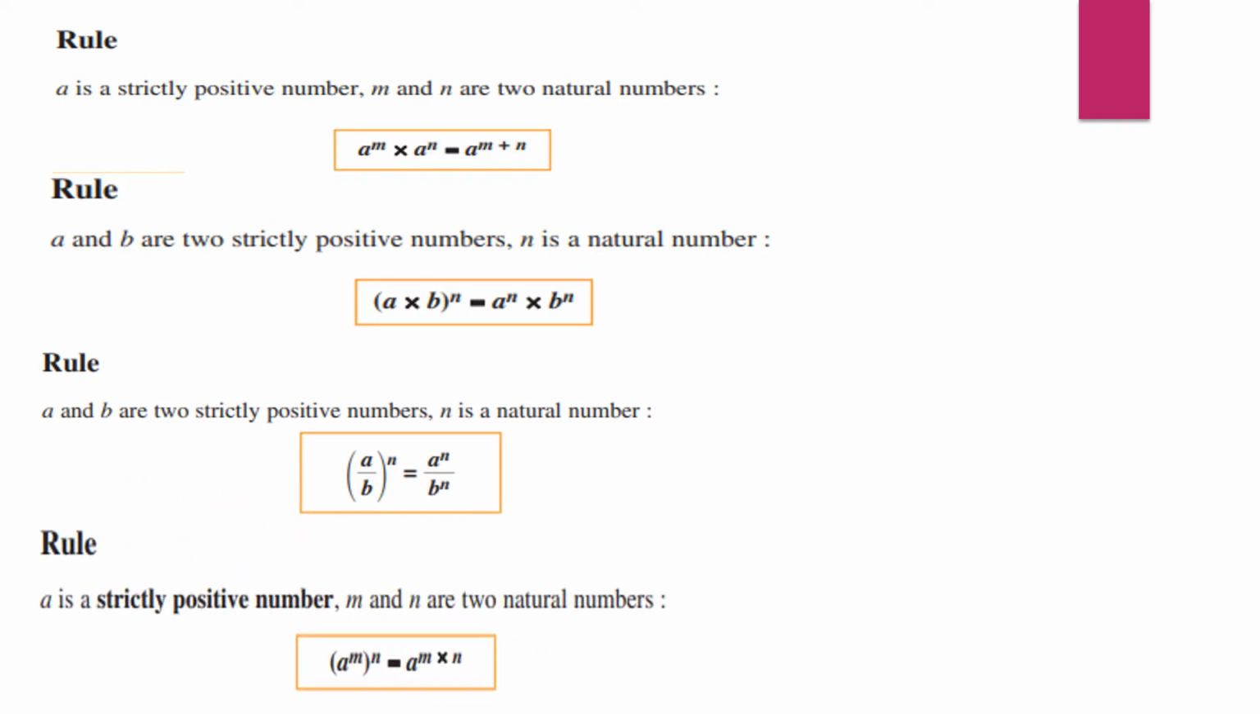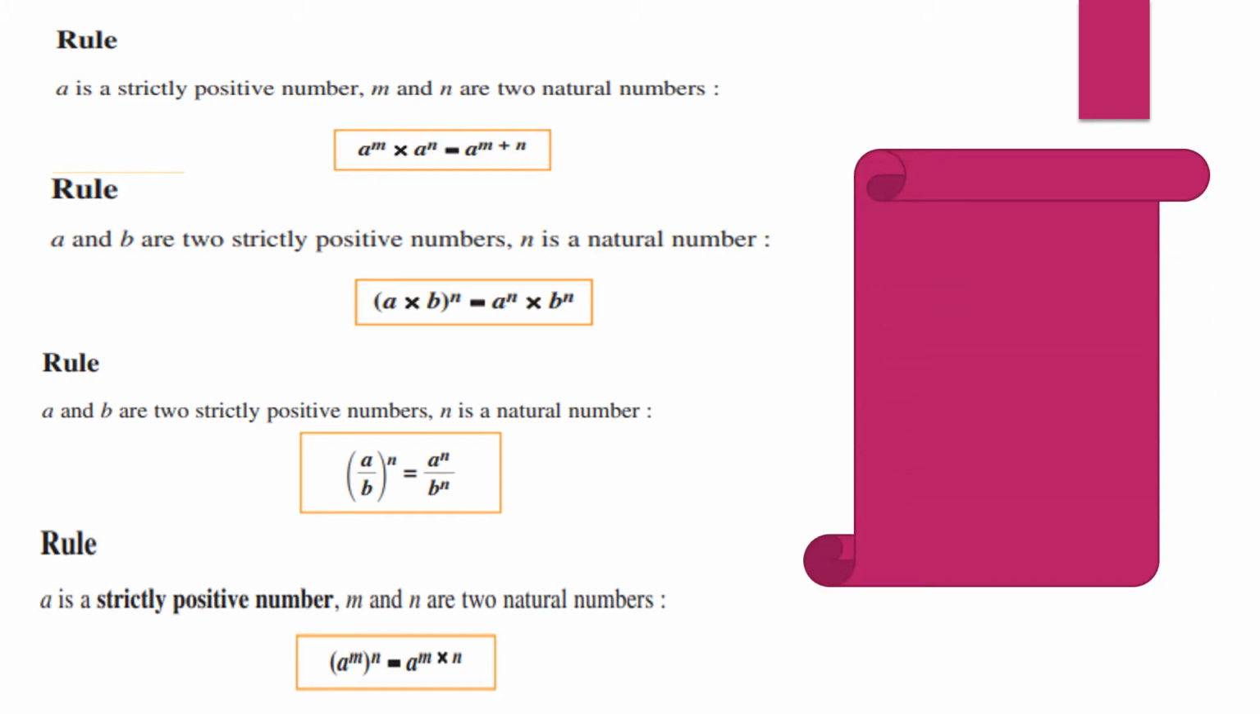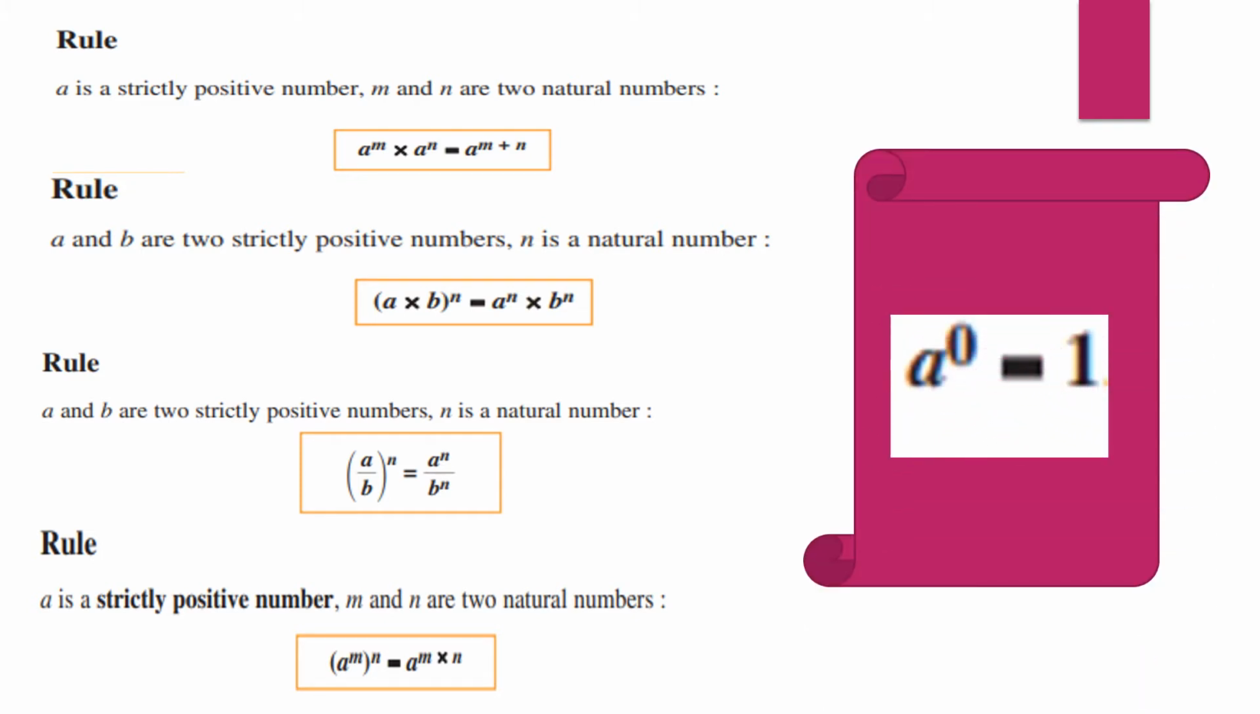The last rule, A is a strictly positive number. M and N are two natural numbers. A power M to the power N equals A power M times N. If we have power into power, we multiply the exponents. Keep in your mind A power 0 equals 1. Okay, it's so important. Let's continue.